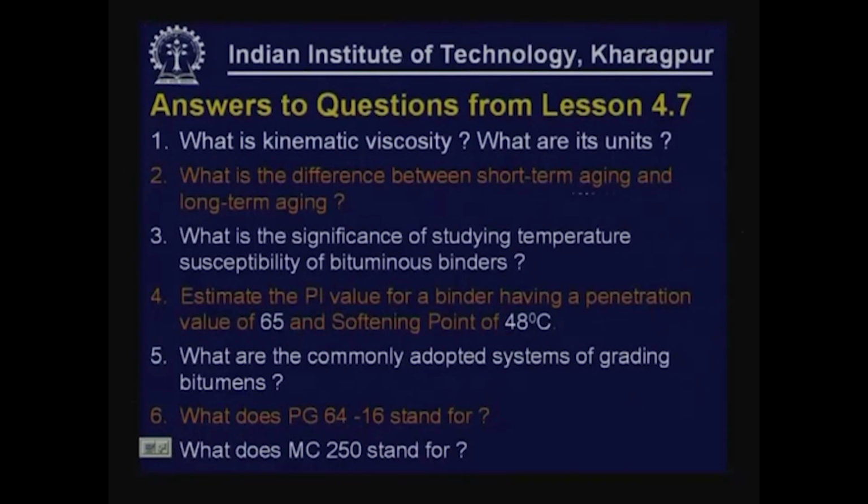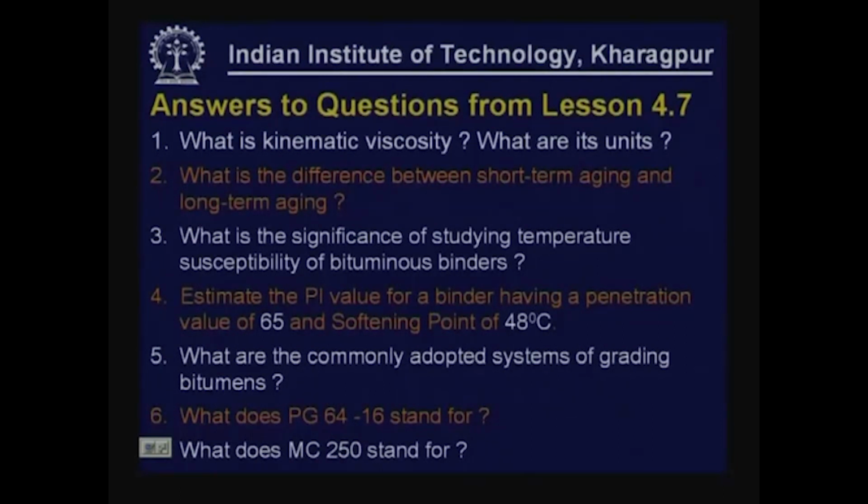Bitumens are subjected to various operations and processes while they are mixed with aggregates, and also while in service. So, these binders undergo aging. The aging that occurs over a short time period during initial mixing, storage, transportation and laying process is called short term aging. On the other hand, the aging that occurs because of various parameters during the service life period, which could be over 5, 10, 15 years, is long term aging.